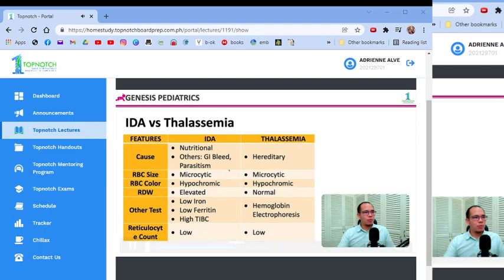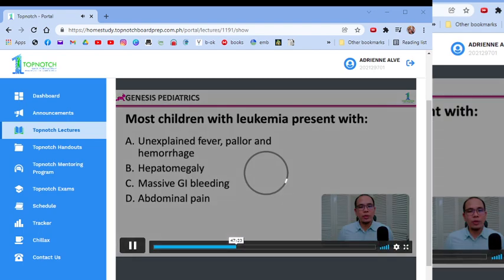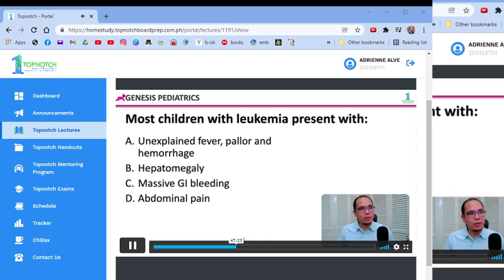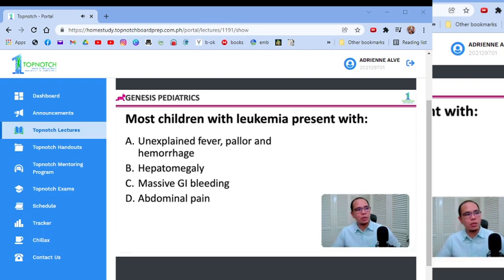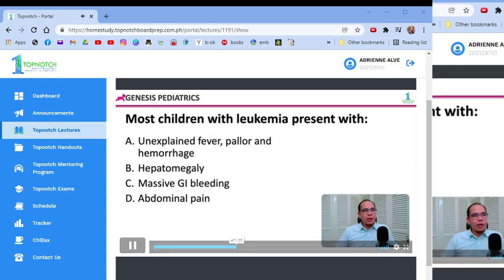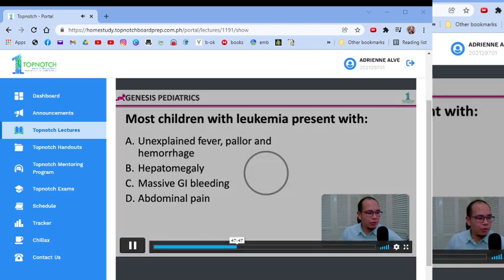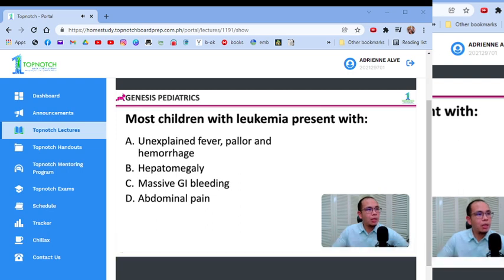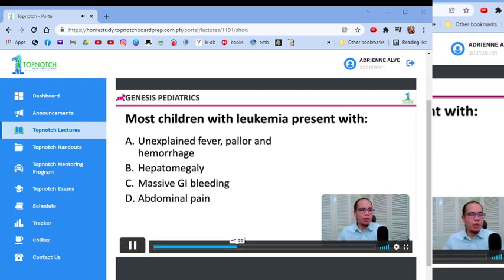Okay, next case, a child presenting with leukemia, will most likely present with what signs and symptoms? Can you have hepatomegaly? Yes, it's very common to have your organomegaly. GI bleeding, probably, if the patient is thrombocytopenic. Abdominal pain, yes, pwede rin yan. But the best answer among the choices would be letter A, an unexplained fever, pallor, and hemorrhage.